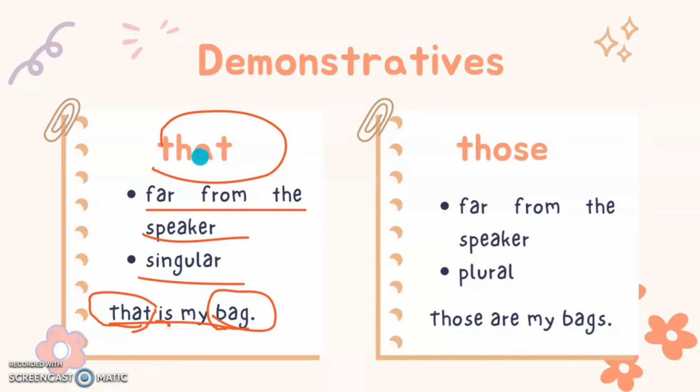Ang plural form ng that ay those. They are both far from the speaker pero plural siya. I have here an example. Those are my bags. Ibig sabihin, ang kanyang ginamit na verb here is are, which is plural, and bags ang kanyang object kasi maraming bags. Ibig sabihin, tinutukoy ng speaker na those are my bags. Mas malapit siya sa listener.